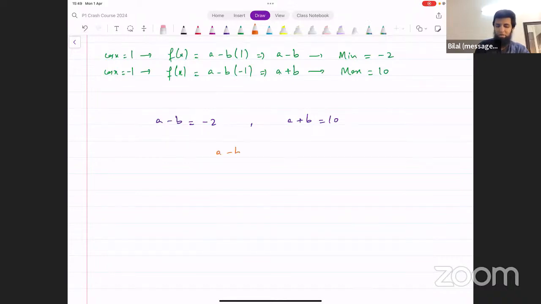So you could say a minus b equals minus 2. Let me actually just write them like this instead. So you have two equations: a minus b equals minus 2 and a plus b equals 10. We could do elimination. These two get cancelled, and we have 2 times a that equals 8. The value of a turns out to be 4.